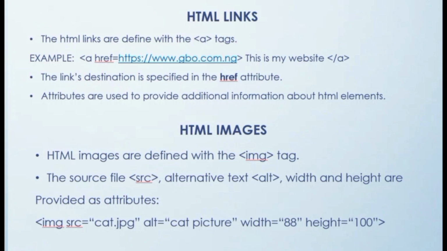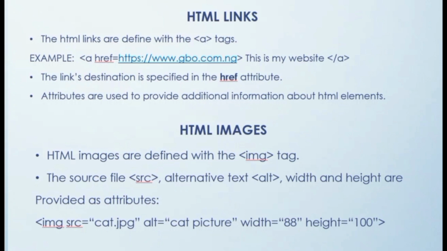Now look at the example below. We have the image src, the image source, for instance cat.jpg. The cat.jpg is the link that will direct you to where the picture is, probably on a particular website or browser, or wherever the picture is, or probably in the file that you are making use of.